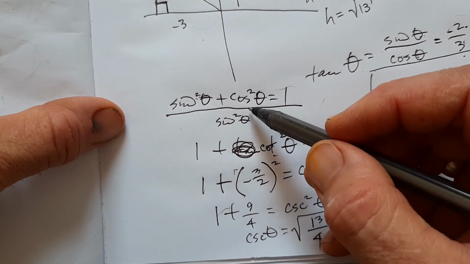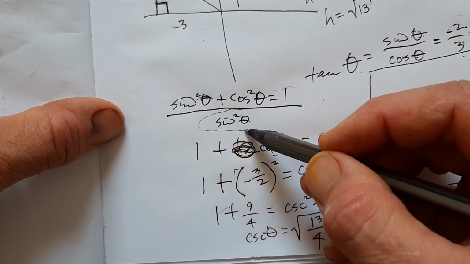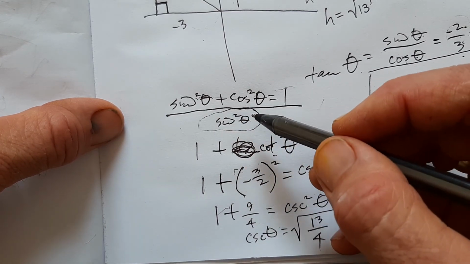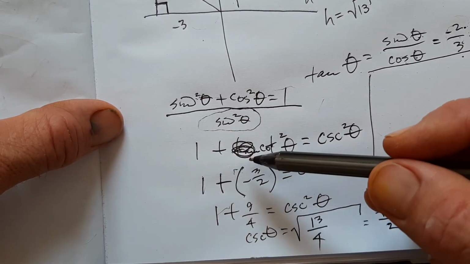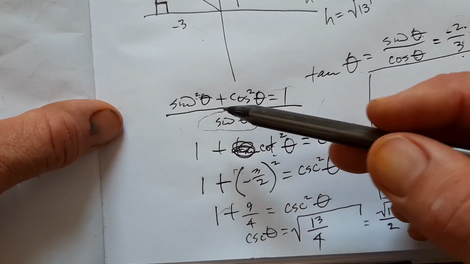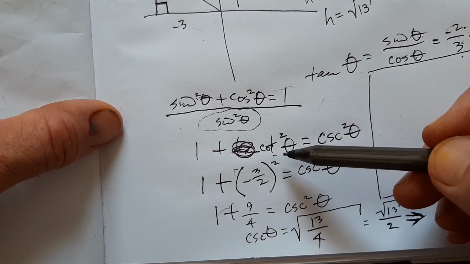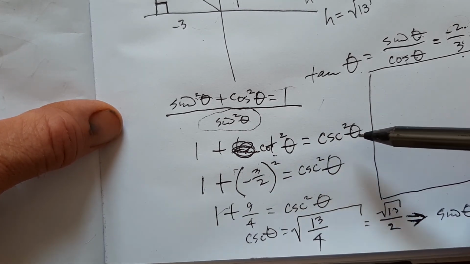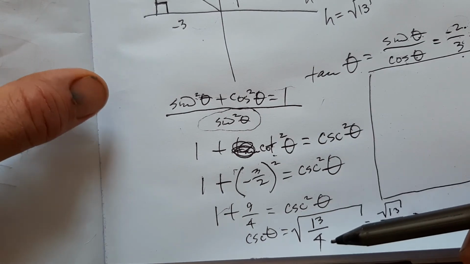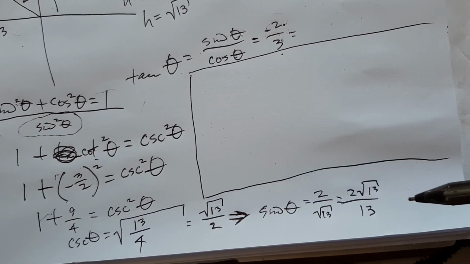You would just, to get cosine, divide by cosine squared here. You'll get 1 plus tangent squared equals secant squared. Okay, and do this same thing. Okay, so I'll let you do that.